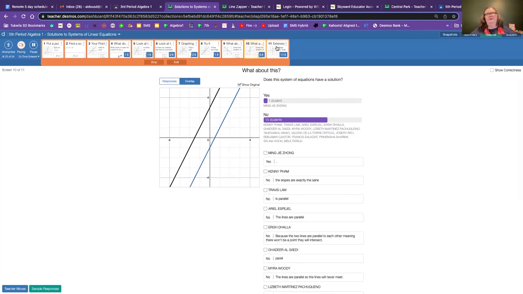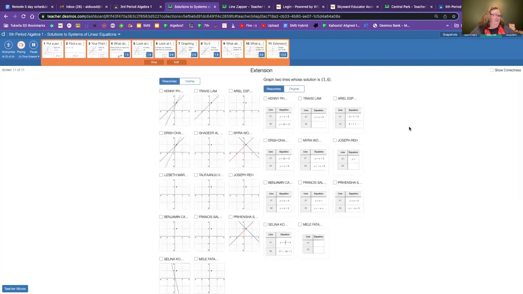That kind of gets to Prehensha's comment in the chat a few screens ago, where we had a positive slope and a negative slope. And she's like, somewhere they're gonna cross because they're positive and negative. All right, this is looking good.